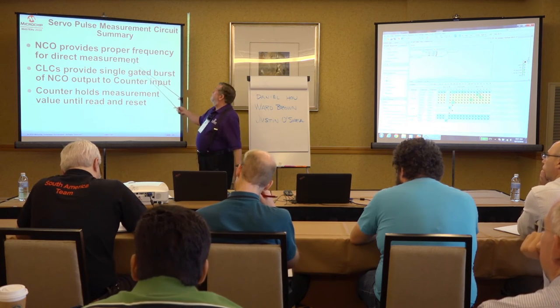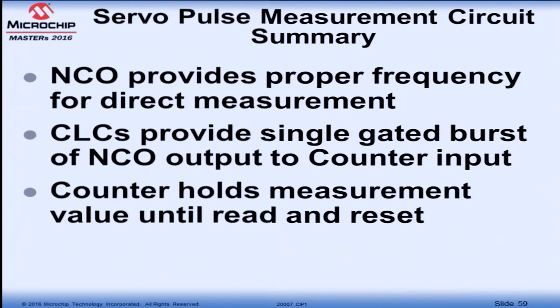So we have the NCO provides a proper frequency for direct measurement. We have the CLC to provide a single gated burst of the NCO output to the counter input. And the counter holds the measurement value until read and reset. So the idea is that I just set it up, go off, do something else. When I get the interrupt, read the value, reset it up, go off and do something else, like motor control or whatever you're going to do.